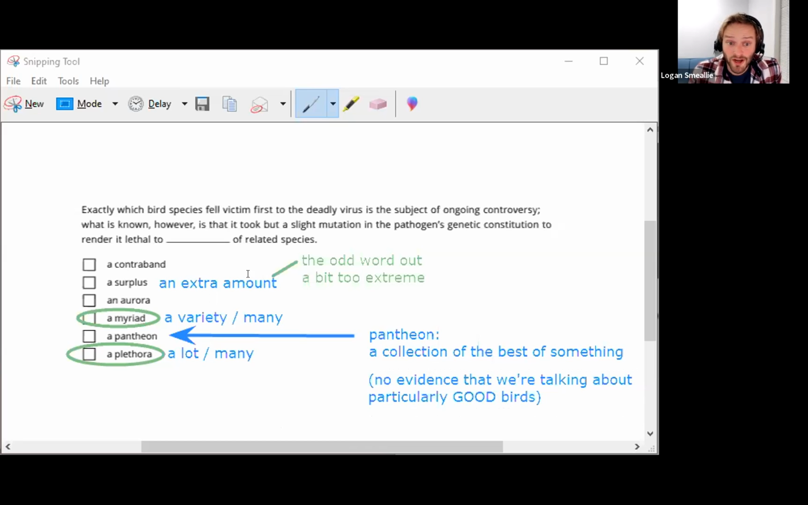Is there evidence for myriad and plethora? Yeah, we're talking about related species, so it makes sense to be talking about a variety of them. And we can see a theme where we were originally talking about how it must have started in one species, but it has spread, it seems, to all these others.